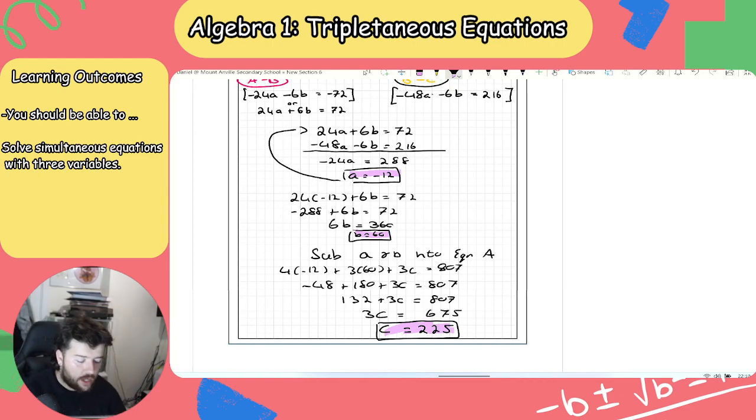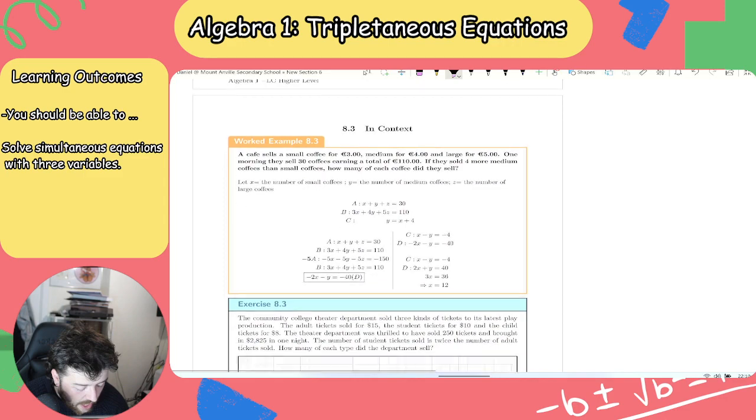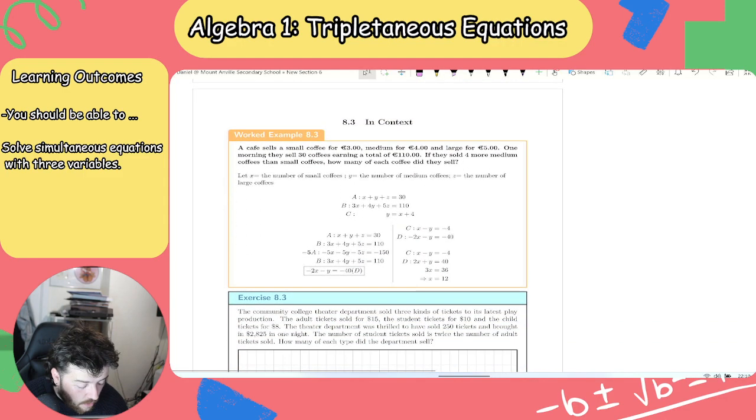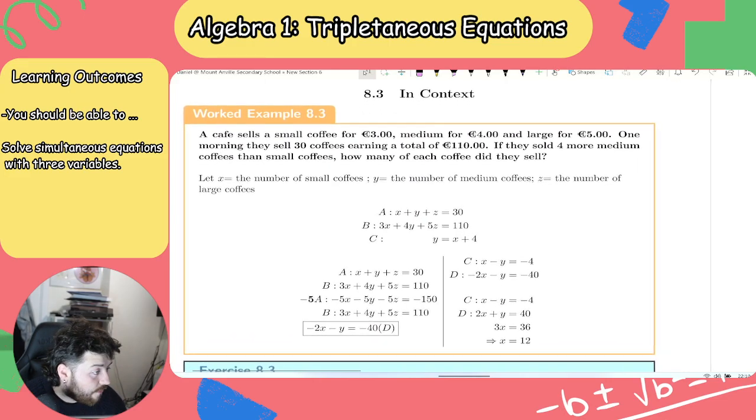So there are 2 exam paper questions there. Next, we're going to look at some questions involving word problems. So look at this word problem here. I'm going to look at forming the equations now.